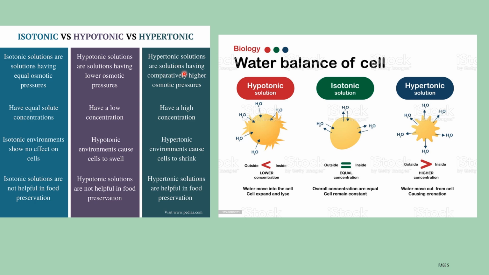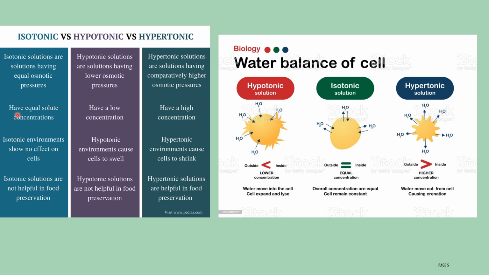Hypertonic solutions are solutions having comparatively higher osmotic pressure. In the case of a hypertonic solution, the concentration of solute inside the cell will be more, so the water from the cell will move to outside. Therefore, inside the cell it will possess higher osmotic pressure compared to outside. This is the first difference you have to remember.